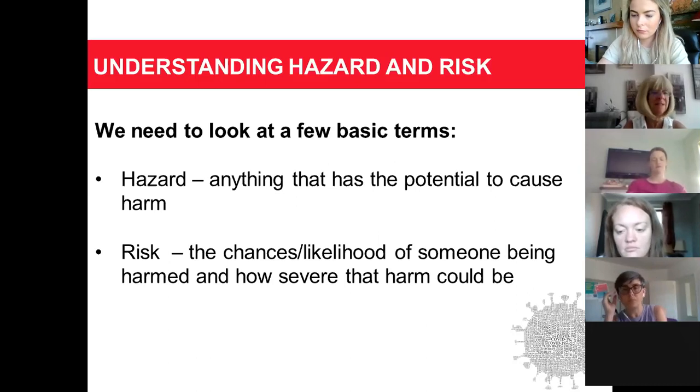contract the virus. And if they did contract the virus, as we know, unfortunately, the severity of the harm from contracting that virus would be high, because we know that potentially the outcome could be fatal. People do actually die from contracting COVID-19. And anything classed as high risk in the workplace has to be controlled. The law is very, very explicit on that.